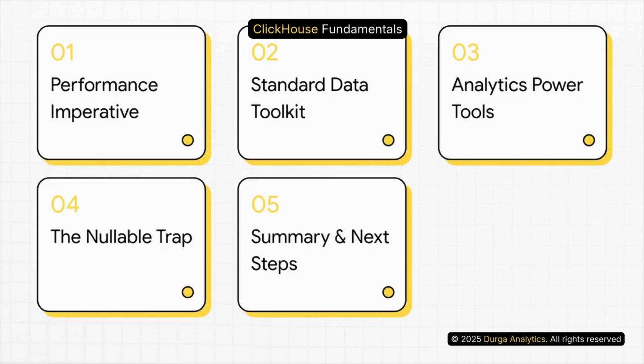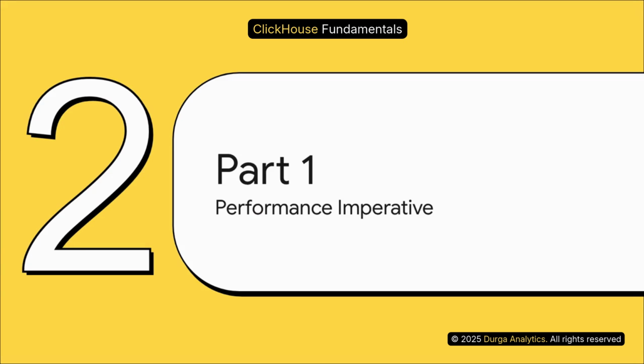So here's the game plan for today. First, we're going to talk about why data types are so critical in a columnar database. Then we'll open up the toolbox and look at the standard types and the more advanced power tools you have. I'm also going to show you a really common but super costly performance trap to avoid. And then, of course, we'll wrap it all up. All right, let's get right into it.